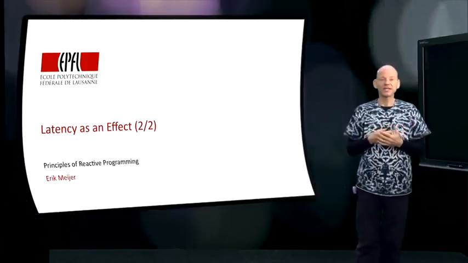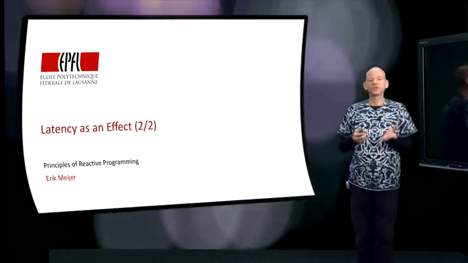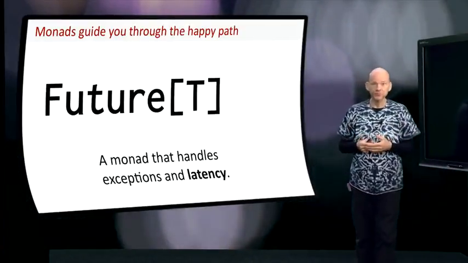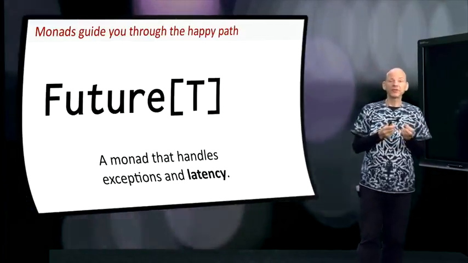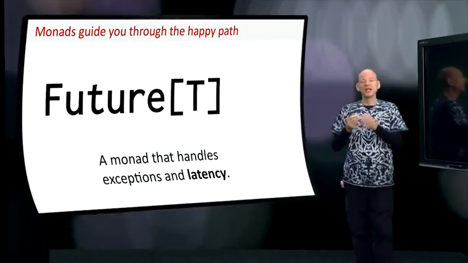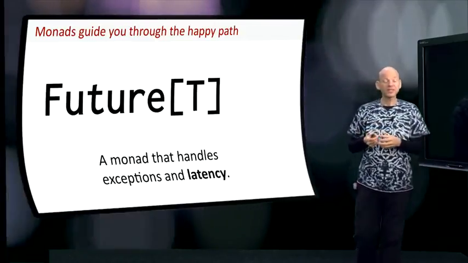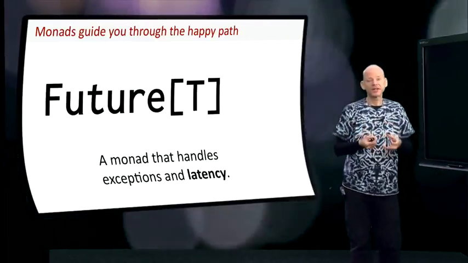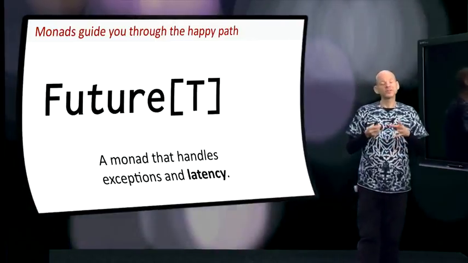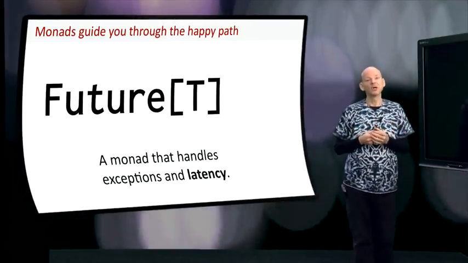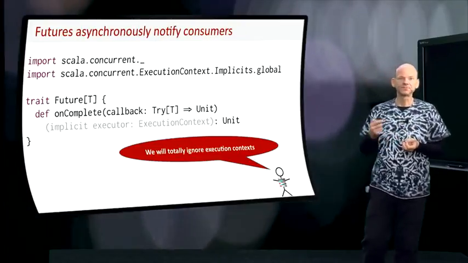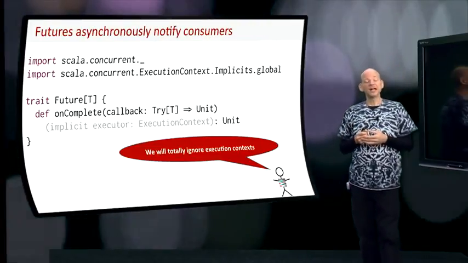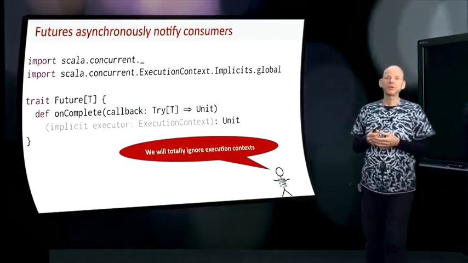And the monad that we will use is called a Future. So Future of T is a monad that handles both exceptions and latency. Because still these computations can fail, but also they take time. So this monad really gives you both. Now let's look at what this type looks like.